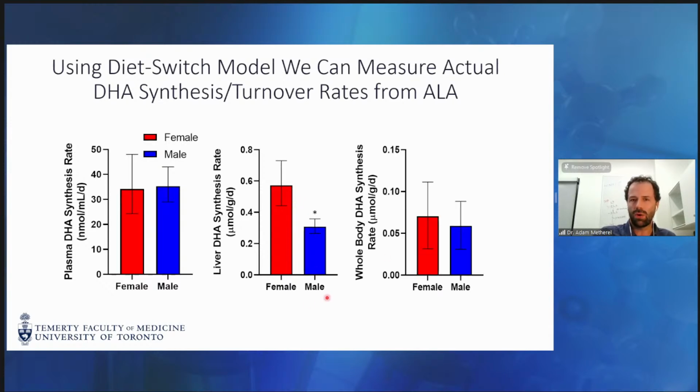And when looking at whole body synthesis rates, and just to be clear, when I say whole body, this is the body minus liver, minus blood, minus brain and heart, which we've collected separately, but at some point we are going to combine all of this as a real whole body analysis. But again, you can see no difference between males and females.